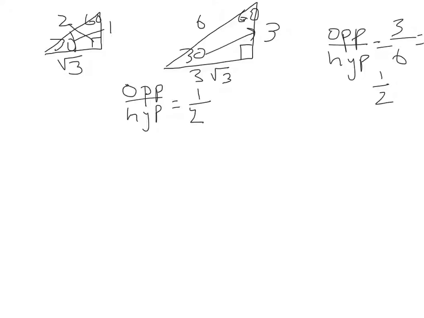These ratios were extremely important to mathematicians, so they decided to name them. Opposite over hypotenuse ratio is called the sine, so I would write the sine of 30 degrees is equal to 1/2. Sine is abbreviated SIN, but we still say sine, we don't say sin, so you would talk about the sine of 30 degrees being 1/2.